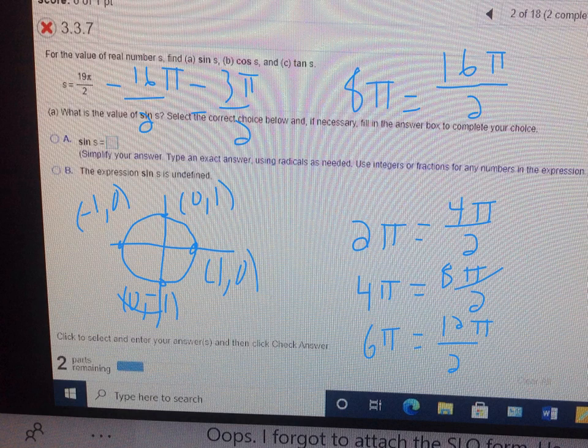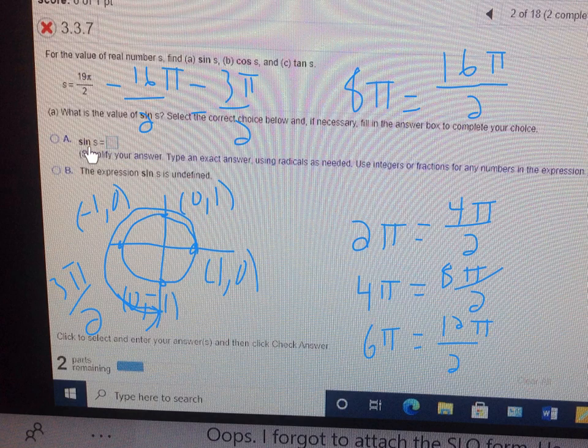So I'm starting here, 3 pi halves would be around to here. Or, it'd be 4 trips plus this. So we're going to end up right here. So you can see the x value is 0, the y value is -1.